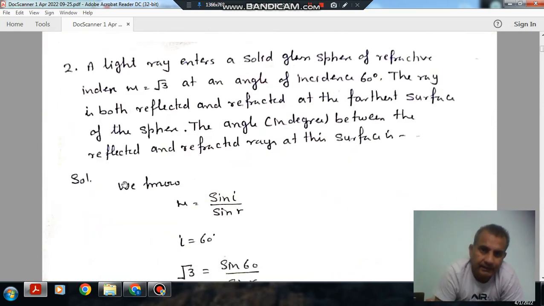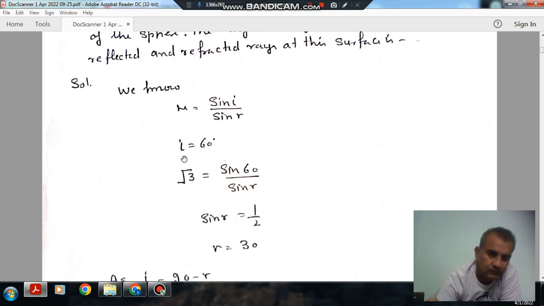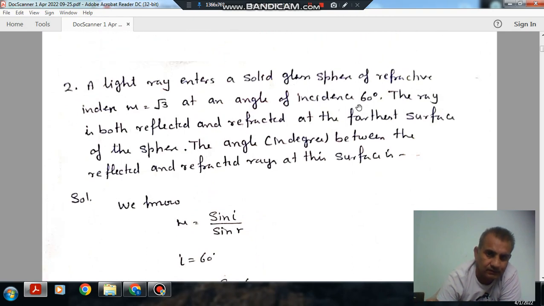Next, a light ray enters a solid glass sphere of refractive index mu equal to root 3 at an angle of incidence 60 degree. The ray is both reflected and refracted at the farthest surface of the sphere. The angle in degree between the reflected and refracted rays at this surface is? We know from Snell's law that mu is equal to sin i by sin r, where i is the incidence angle and r is the refracted angle.